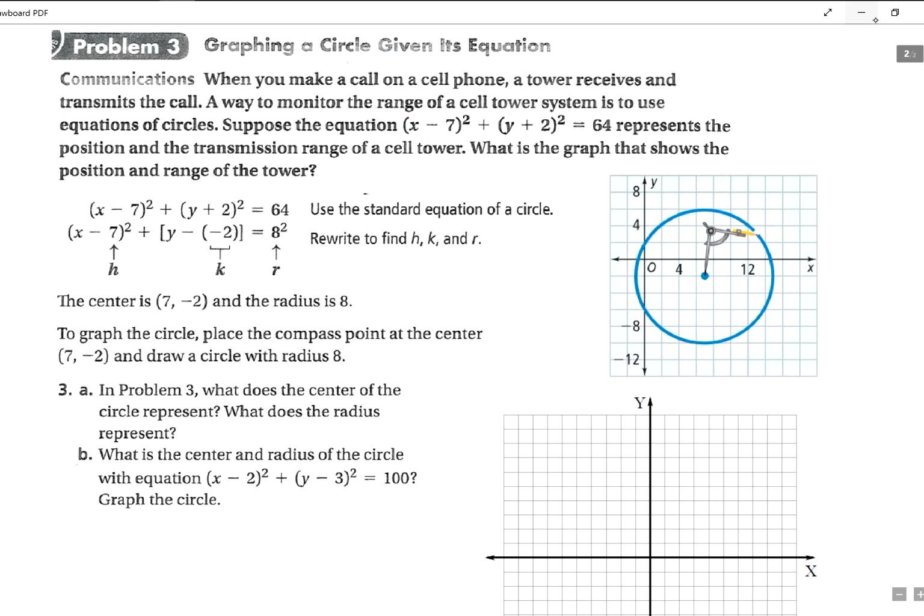which is pretty much the definition of a circle, equidistance from the center. So we know that our given equation represents the position and the transmission range of the cell tower, and we want the graph that shows this. So we are going to use this. We know that our formula is (x minus h) and (y minus k) and r squared.